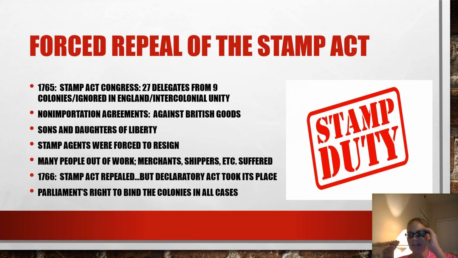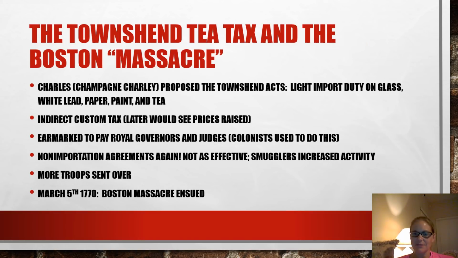So in 1766, Parliament repealed the Stamp Act, but as a little dig, they passed the Declaratory Act, which took its place. And basically, it was Parliament saying, screw you guys, we are still in charge of you. Parliament has the right to bind the colonies in any case. So it doesn't matter, as far as taxation, virtual representation is the law of the land. We make the big decisions. So it was just kind of a big screw you guys by the Parliament.